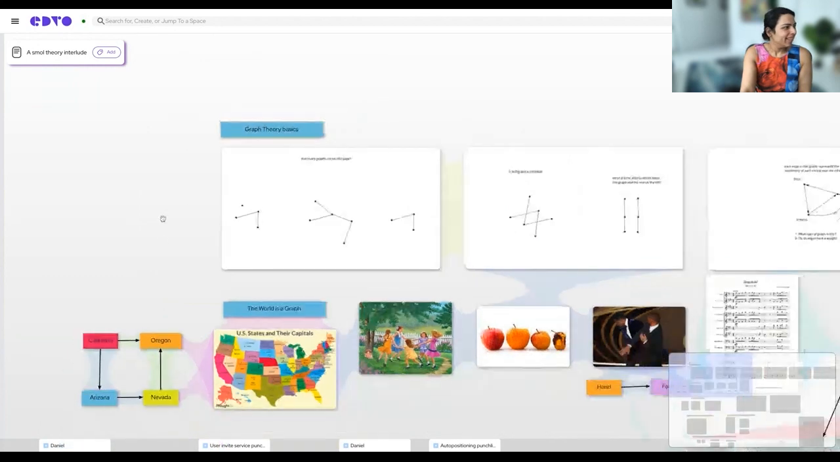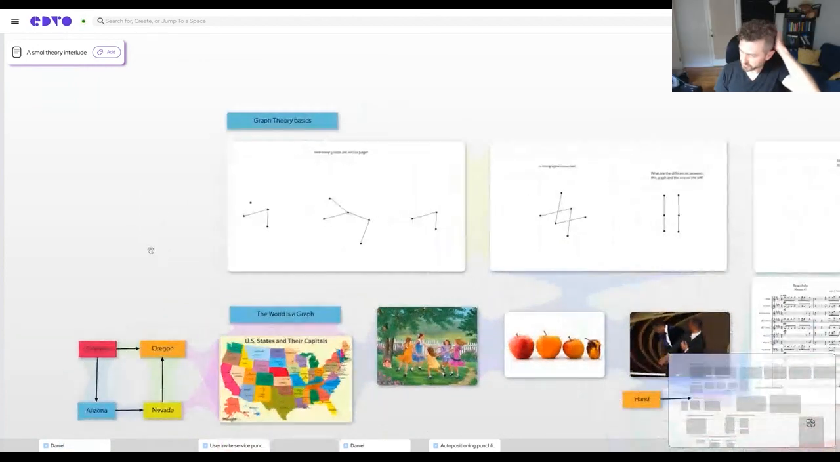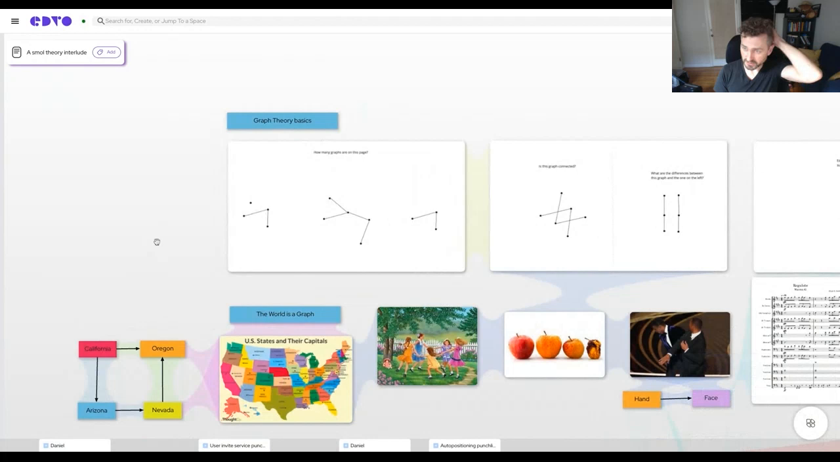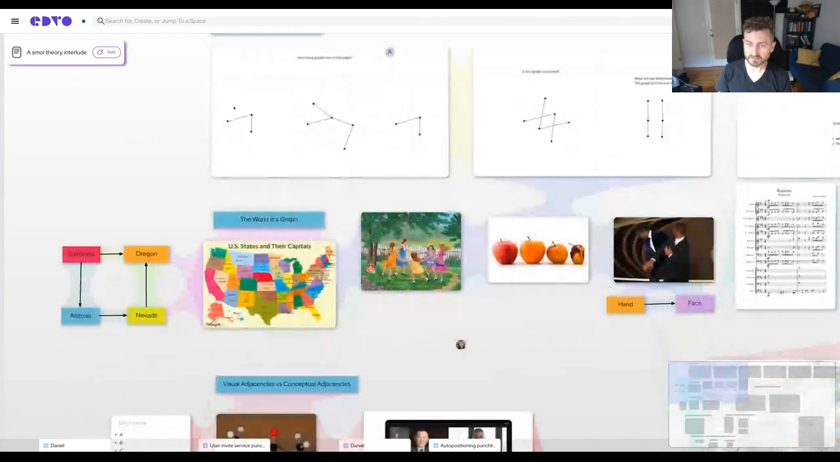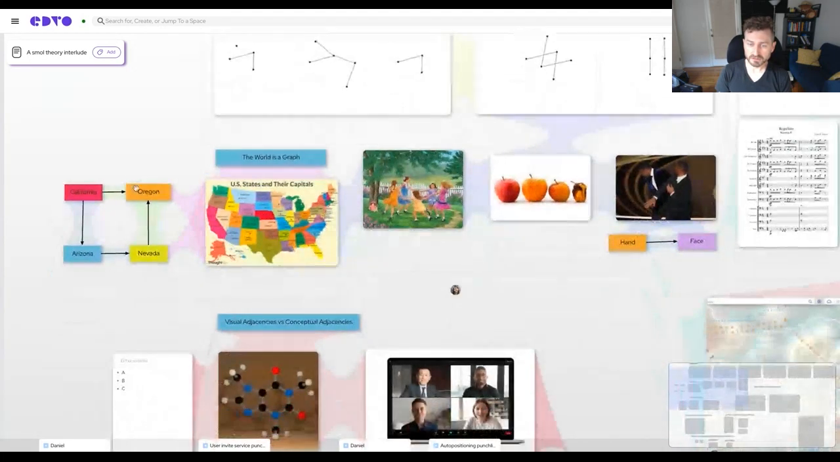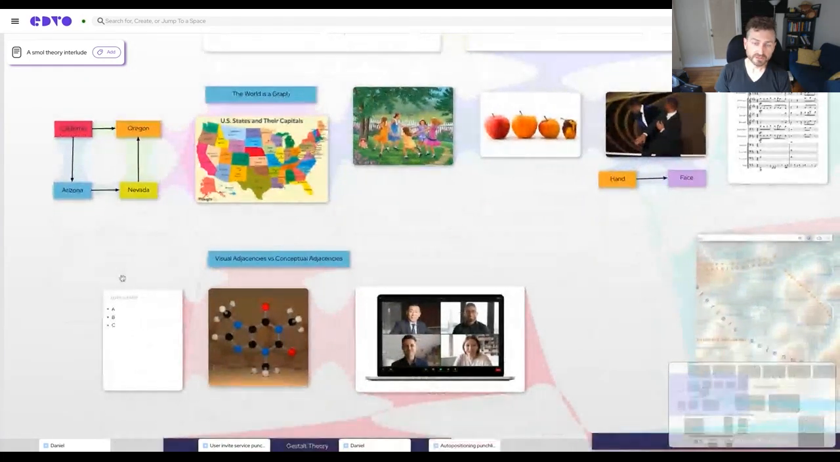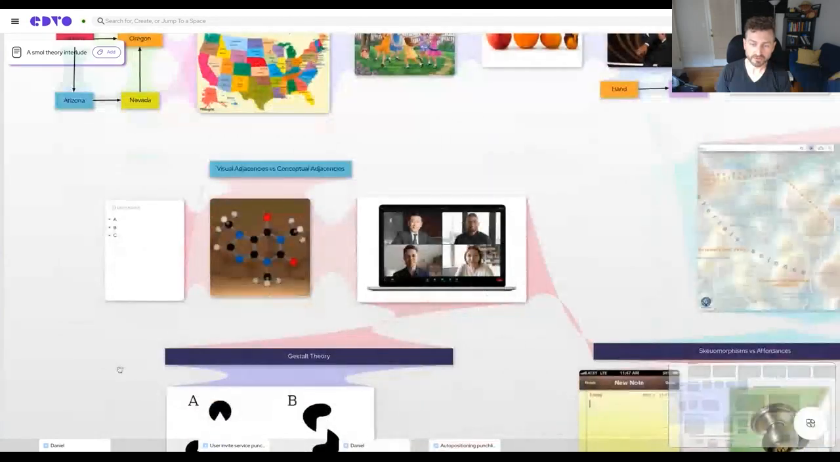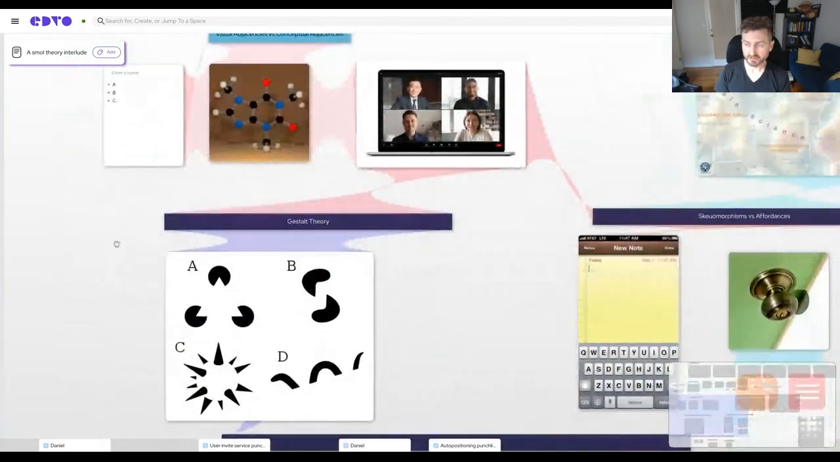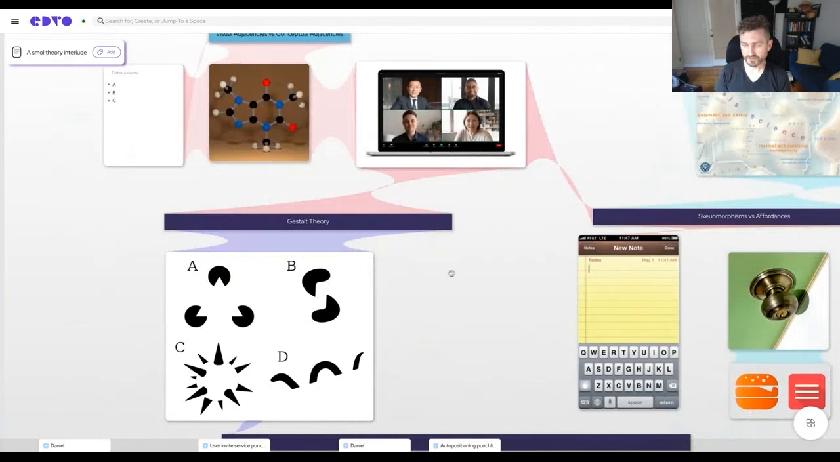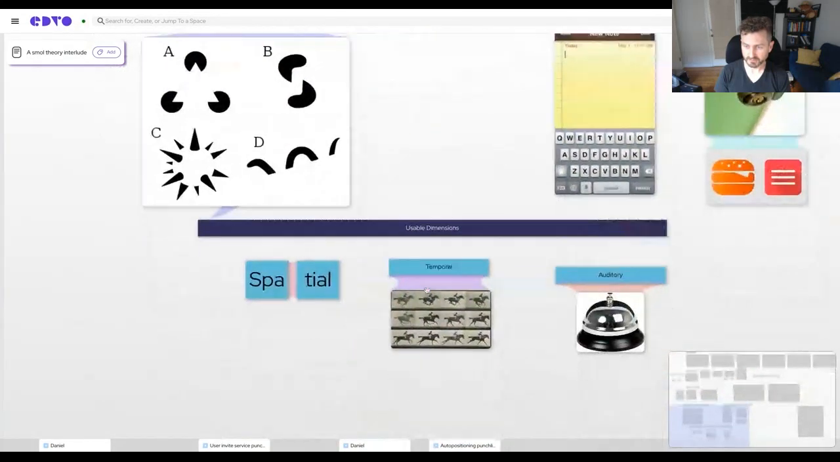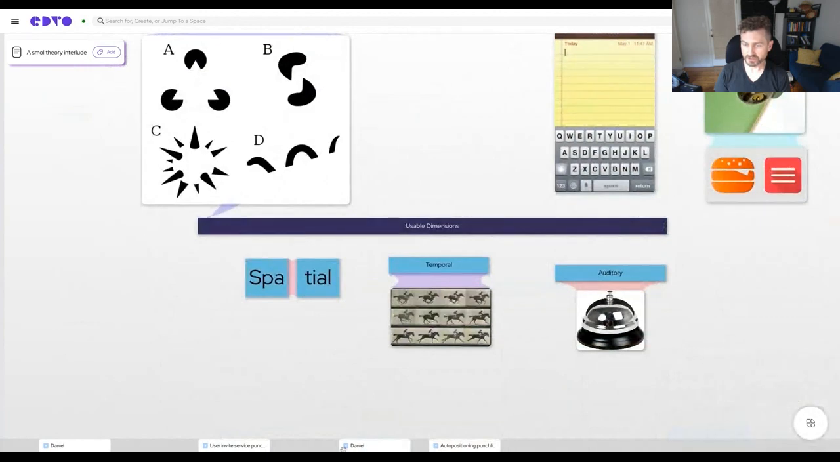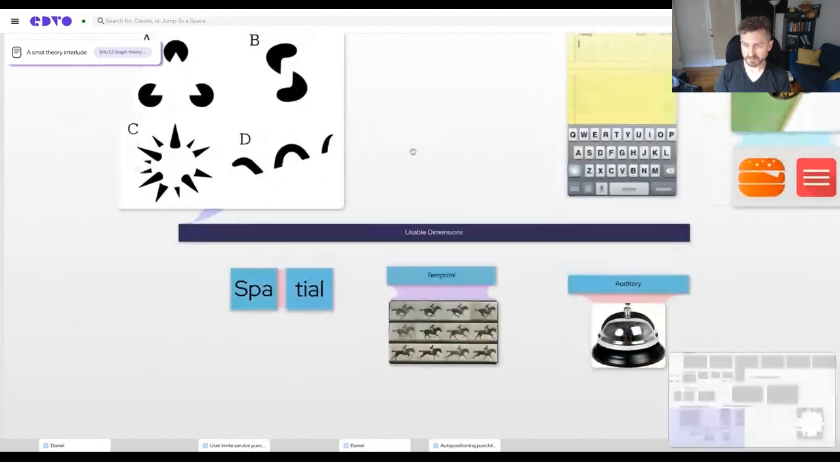Okay. So I want to just briefly review the outline here. Graph theory basics. What is graph theory? Why do we care? The world is a graph. Visual adjacencies versus conceptual adjacencies. Gestalt theory. I threw in skeuomorphisms versus affordances. That's a kind of sidebar question. And then just usable dimensionality.